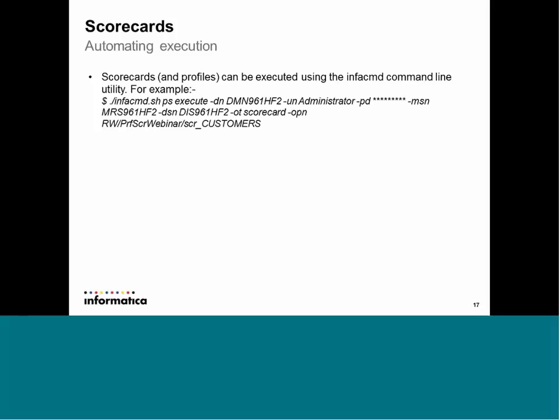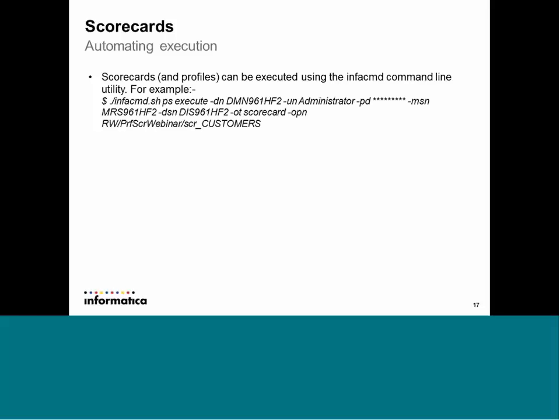So there's just an example. Basically you just say you're going to execute a job. You give it the domain details, some login details, the model repository where it's located, the data integration service you want to run it against, and the object type is a scorecard. The exact same command will run profiles if you just change OT to profile.